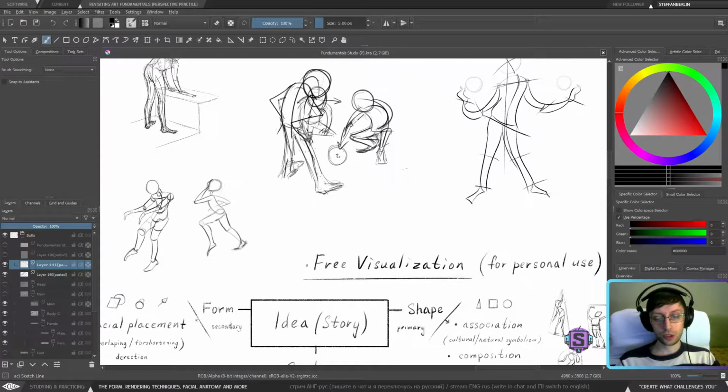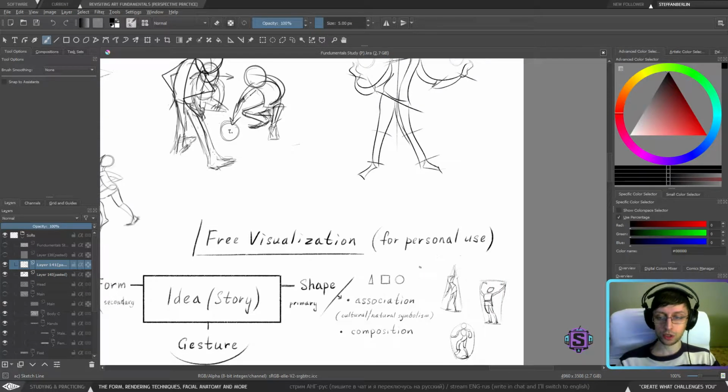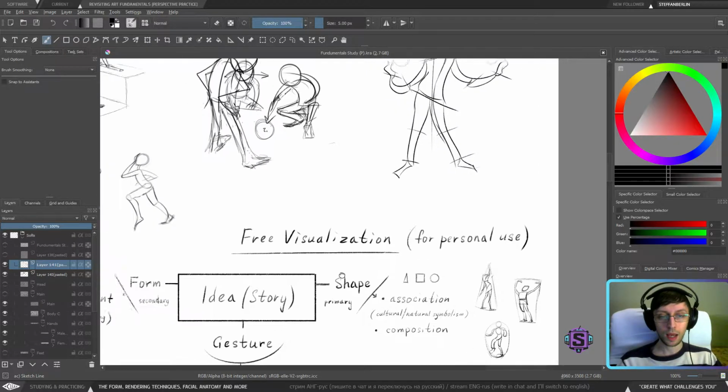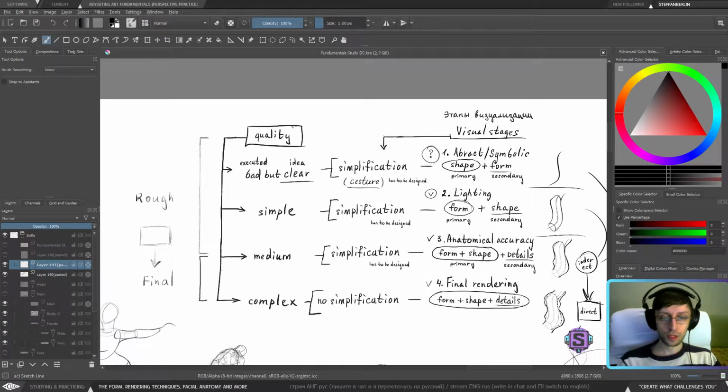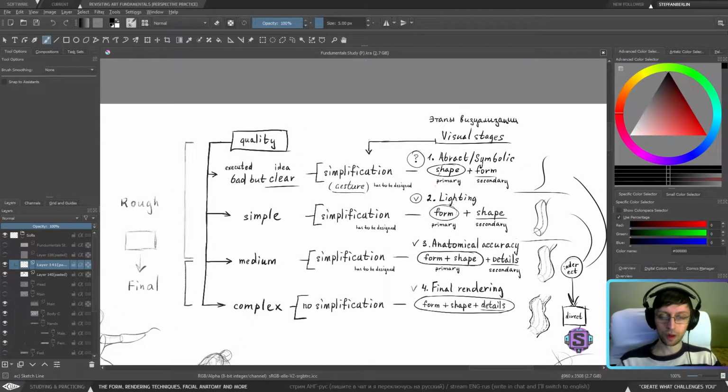So, everything that I'm going to talk about regarding free visualization, just keep in mind that this is just a personal way to solve free visualization for me. And this is by no means anything that has to be set in stone. I'm just using my own knowledge and my own understanding of what we need to solve during this stage, what quality expectations I have from this stage, and what type of simplification I need to use. I'm restricting myself to using a certain type of instruments right here, such as shape, gesture, and secondary form. And this is basically what I'm trying to find.